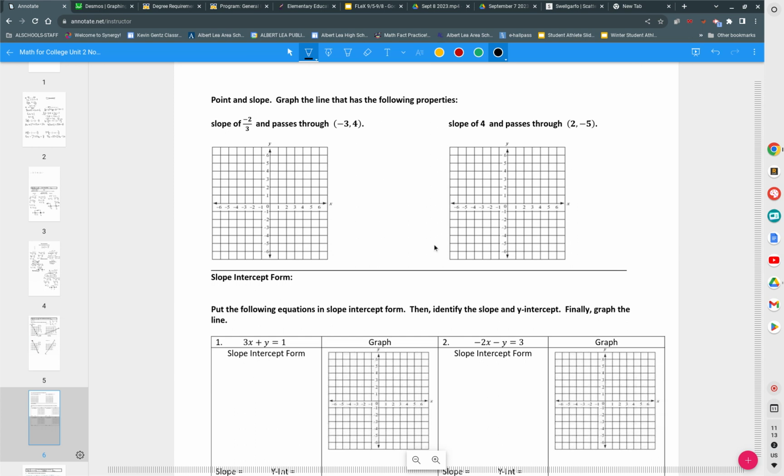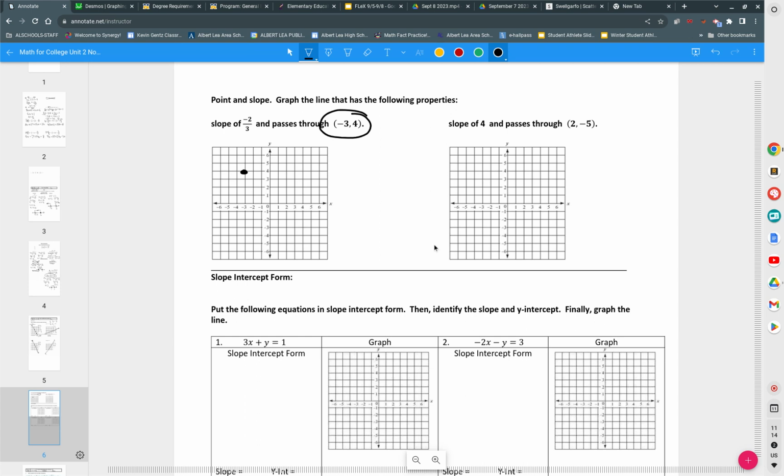Another way you could graph is by being given a point and slope. So this one says you have a point of negative 3, 4. The line passes through negative 3, 4. So I move to the left 3 and up 4. And then it says I have a slope of negative 2/3. What does that mean?